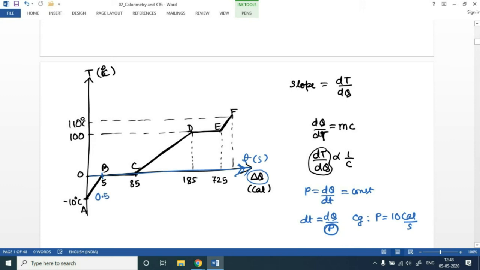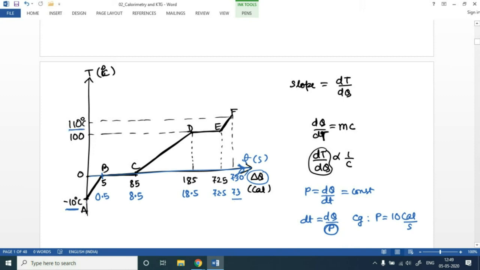So that would be 0.5, and that would be 8.5, and that would be 18.5, and that would be 72.5, and finally that is 730. So 73. So it will take 73 seconds in total to convert ice at minus 10 degrees Celsius to steam at 110 degrees Celsius.